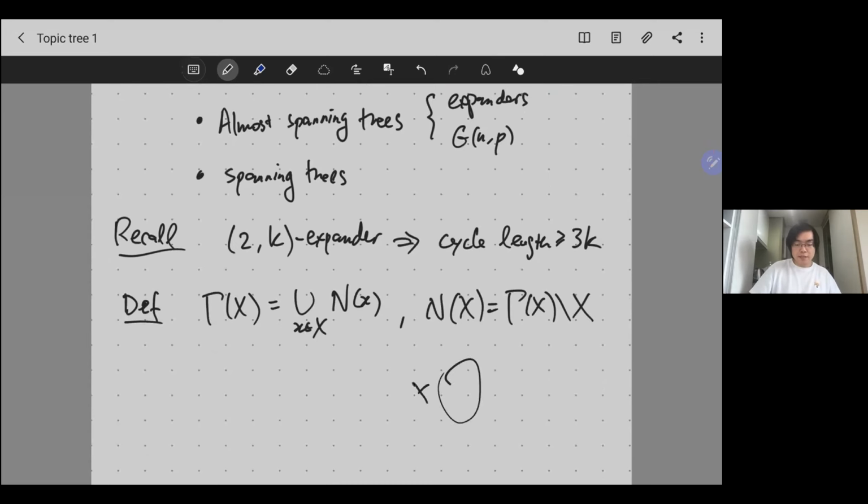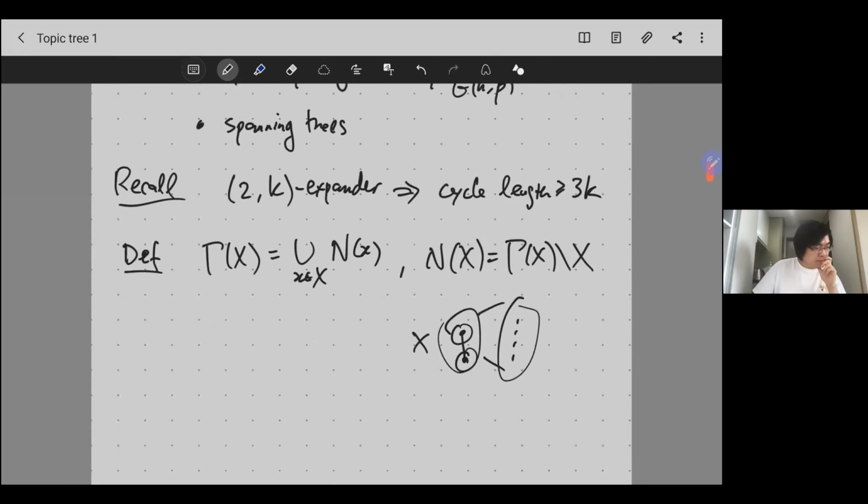So once again, this is X. You could have neighbors here, and if a neighbor is also inside X, then this vertex is also in. Both of these are also in Γ(X), right? Slightly non-standard, but okay.